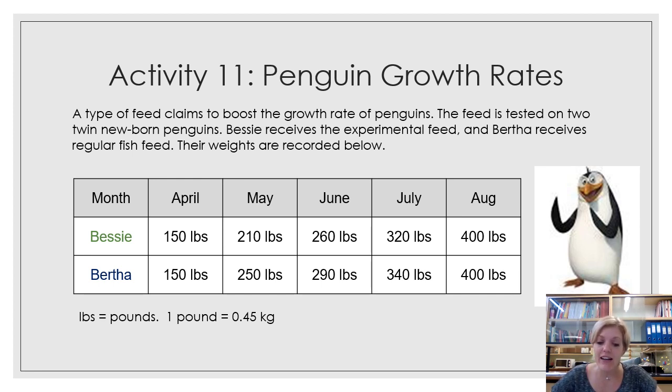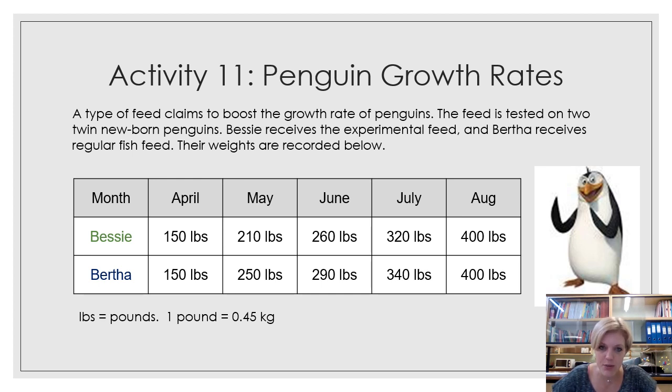A type of feed claims to boost the growth rate of penguins. The feed is tested on 2 twin newborn penguins. Bessie receives the experimental feed. So guys, that is your test group. So right there, test group. And Bertha receives regular fish feed. So that's your control group. Their weights are recorded below.